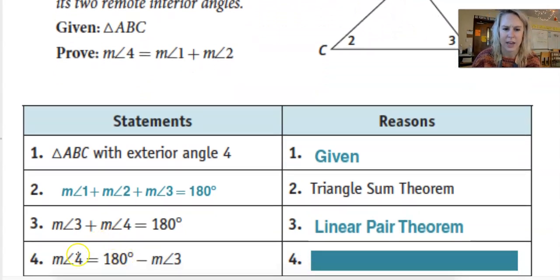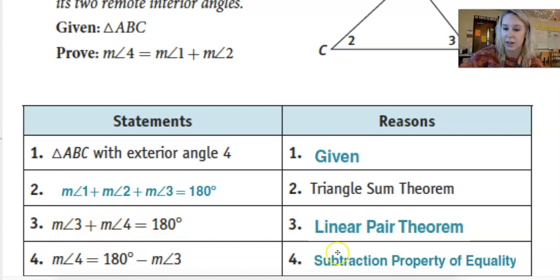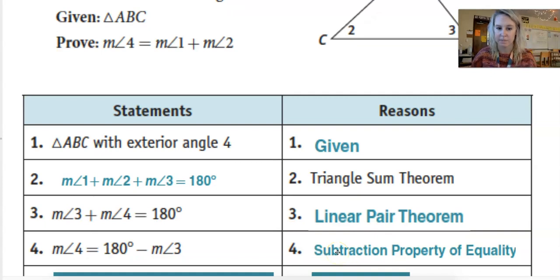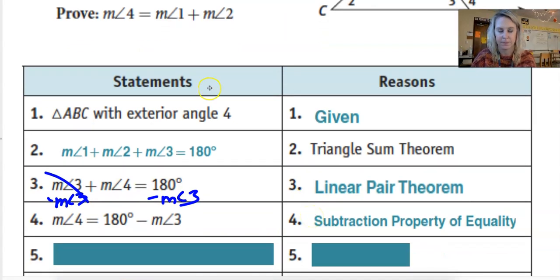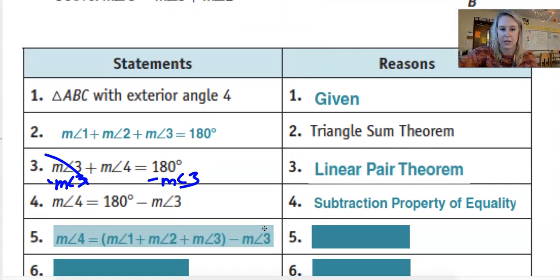Now, I know the angle measure of angle 4 is going to be 180 subtracted by the measure of angle 3. They're basically solving for the measure of angle 4 here, so they subtracted 3 from both sides. So that's the subtraction property of equality. I'll kind of show y'all what that means in terms of this. They subtracted the measure of angle 3, subtracted the measure of angle 3, cancels, leaving you with the measure of angle 4 equals 180 minus the measure of angle 3. Okay.